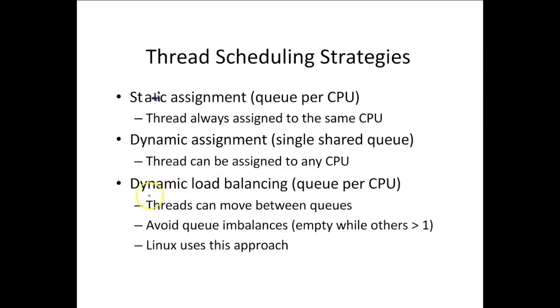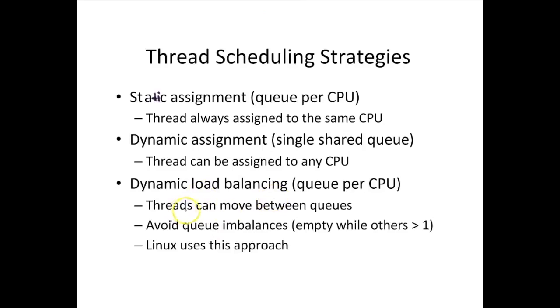And the third technique is dynamic load balancing, which is the most complex scheduling strategy. That means threads can move between queues. As we talked about with the local queue, whenever we maintain a local queue, what was the problem? When we are stuck on one queue, even though other CPUs can handle the thread, you cannot assign it to those other CPUs, right? So in order to resolve that imbalance, dynamic load balancing can be used.